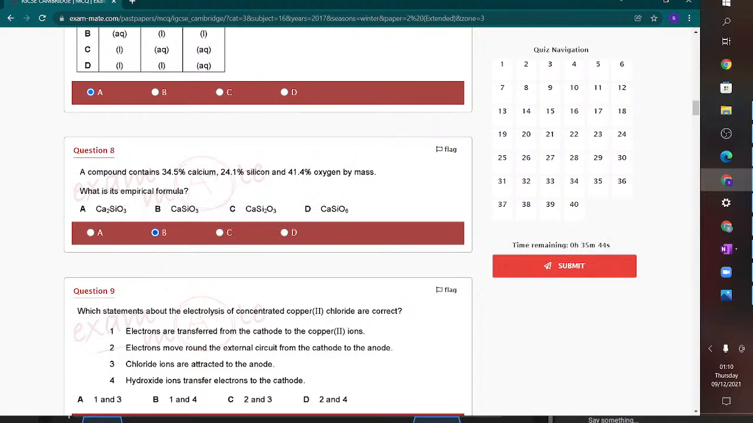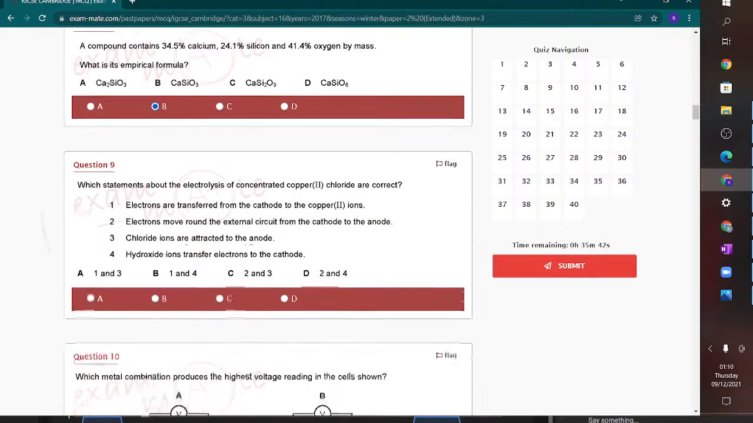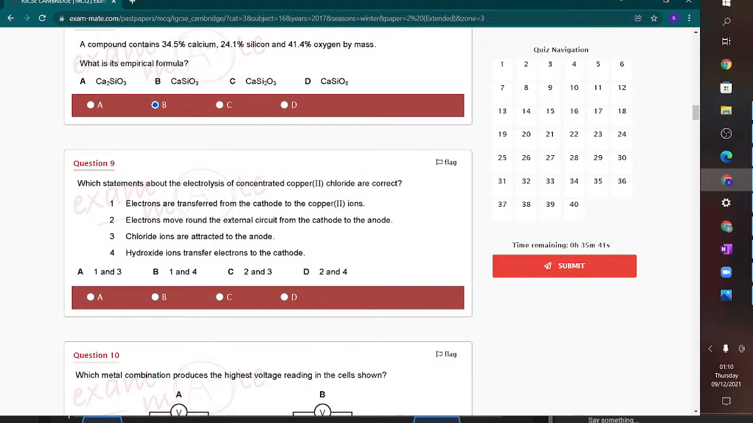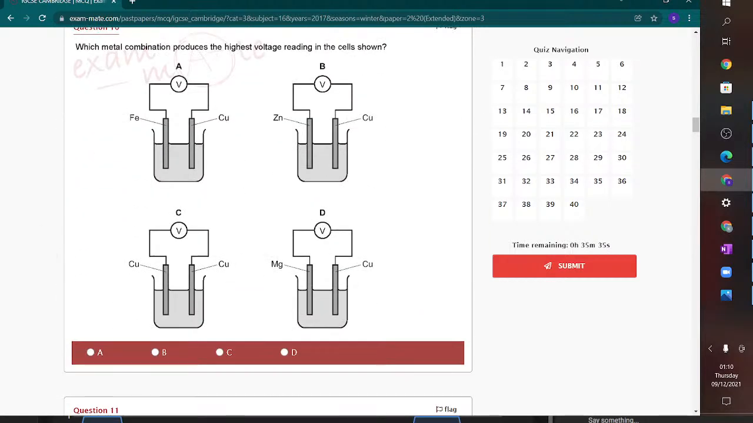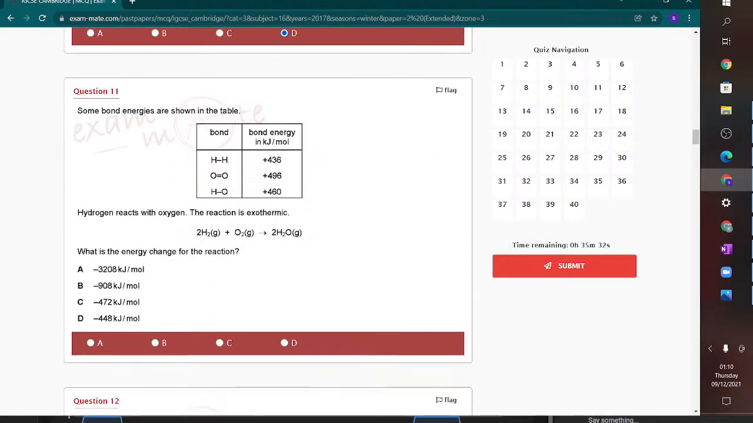Okay, that was tricky. Which statements about electrolysis of copper chloride? Okay, we have done this again, the third time. It's A. And this is B.